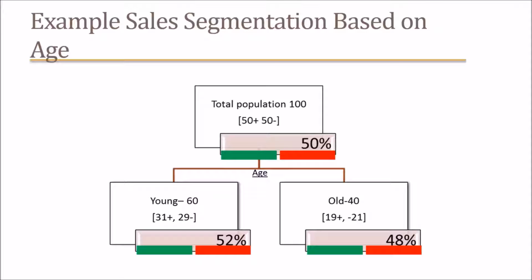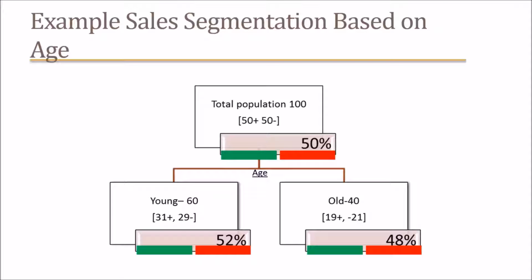Let us suppose there are 100 customers to start with. Now if I divide based on age, young and old, there are two segments that I am making. There are 60 young customers, 40 old customers. Within these 60 young customers, 31 are buying, 29 are not buying. Within the old customers, 19 are buying, 21 are not buying.